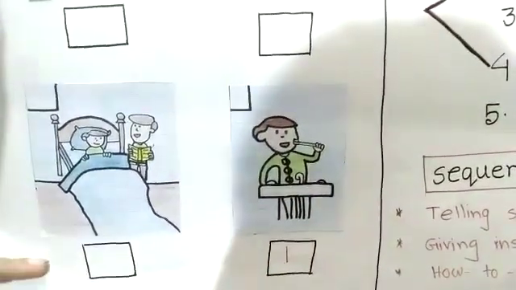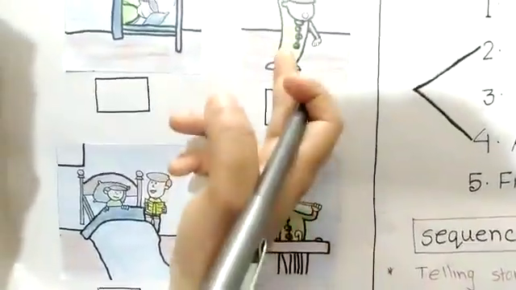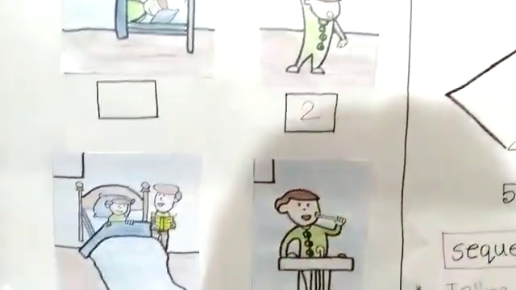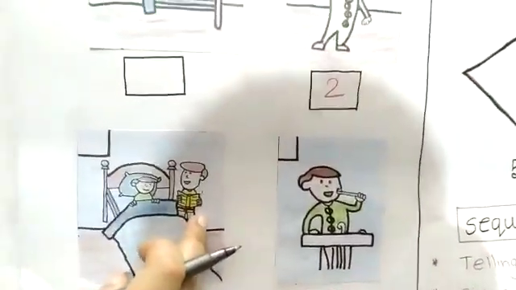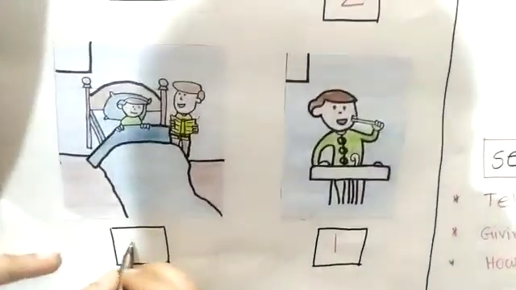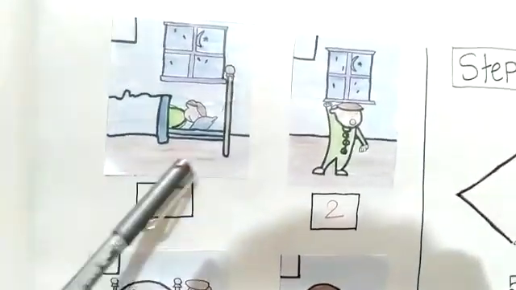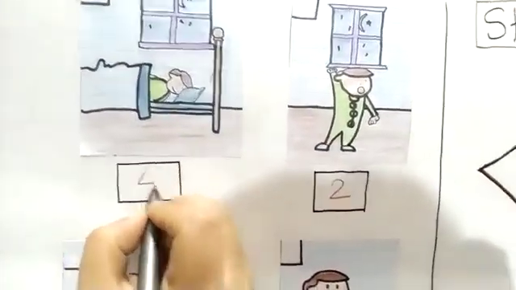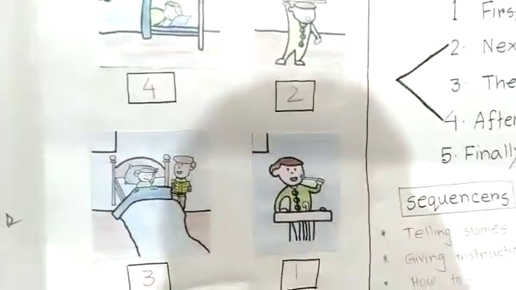And after brushing teeth, he is feeling sleepy. So this is number 2. Then what does he do? Then he goes to bed and his father tells a story. This is number 3. And finally, he just sleeps. Yes, this is number 4. These are all about picture sequence.